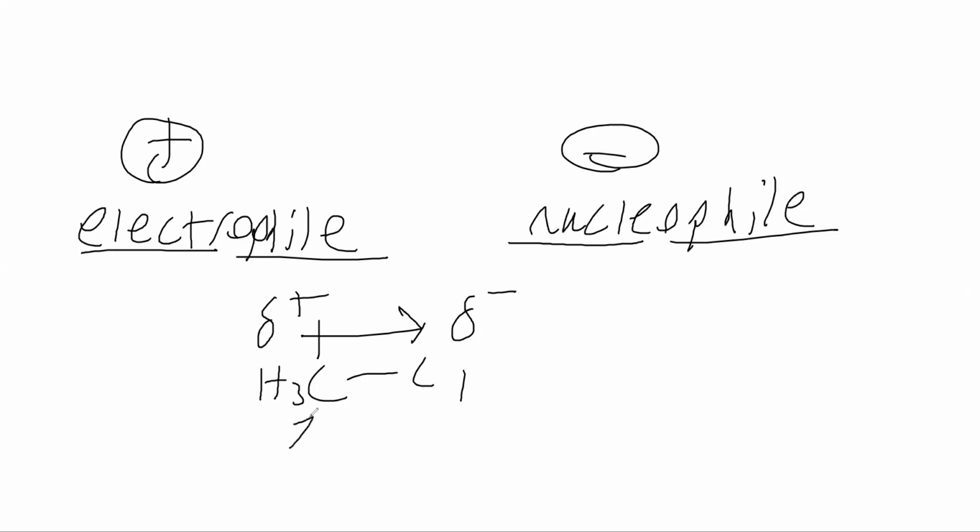So this would be an electrophile because it's electron deficient due to that positive charge, and then this would be a nucleophile because it has a partial negative charge. So you should just be able to recognize within a molecule you might never have seen before what is a nucleophile and what's an electrophile.